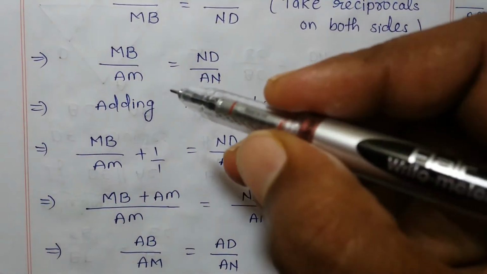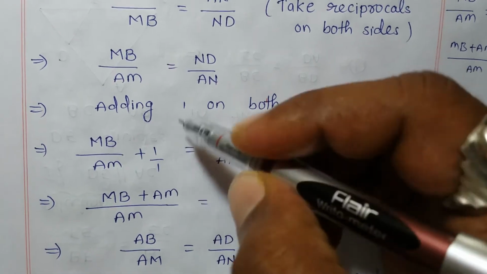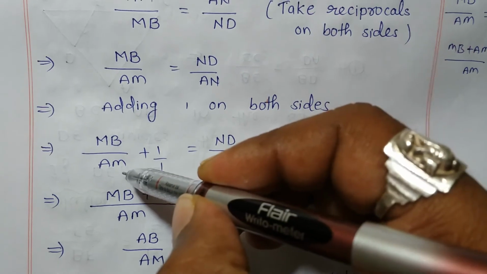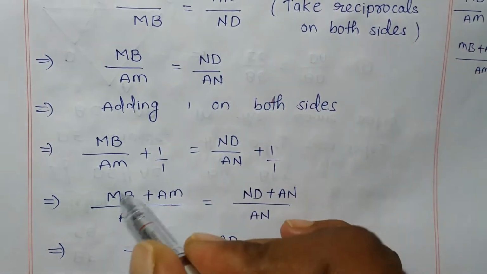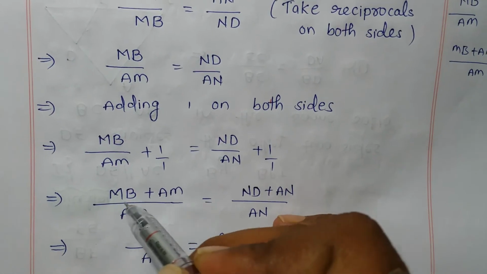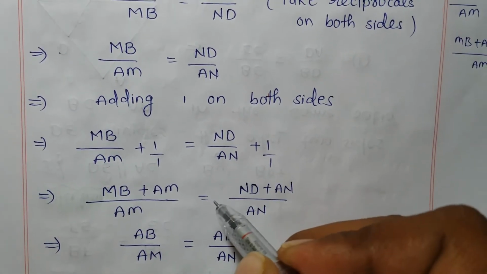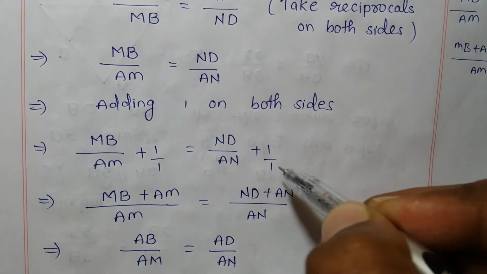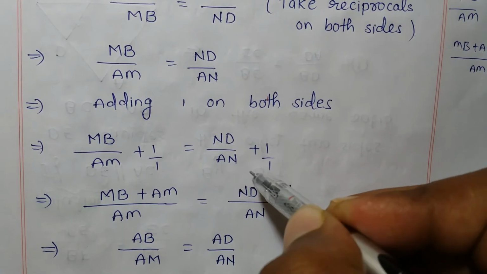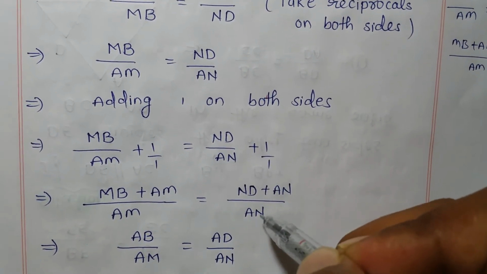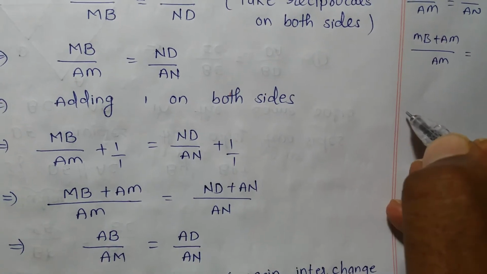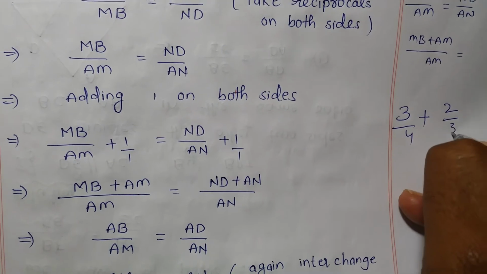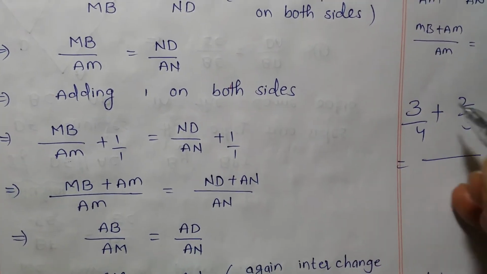So we will add these two fractions just by doing cross multiplication. So MB into 1 is nothing but MB plus AM into 1 is nothing but AM. In the denominator, AM into 1 is nothing but AM. That is equal to ND into 1 is nothing but ND plus AN into 1 is nothing but AN, by AN into 1 is nothing but AN. So just you see how to add two fractions without doing LCM. Directly we can do. I will explain with example.